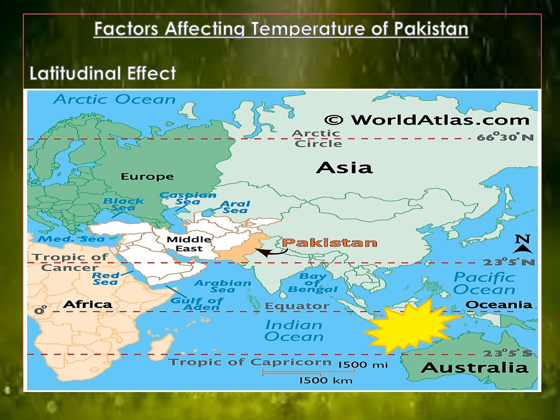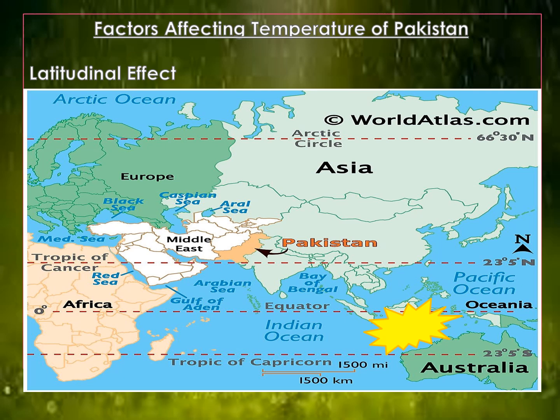One of the most important topics of this climate chapter is the factors affecting the temperature of Pakistan. Like what factors actually affect the temperature of our country. Number one is the latitudinal effect. Pakistan is not very far away from the equator. As you can see over here, this is the equator and this is Pakistan. So Pakistan receives direct sun rays due to its subtropical location just north of the Tropic of Cancer.